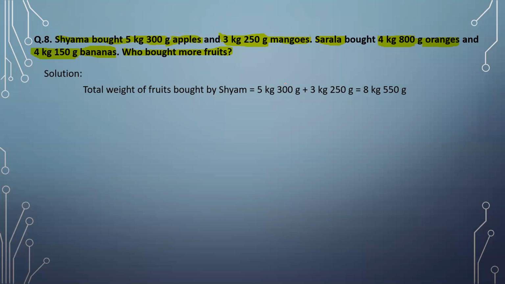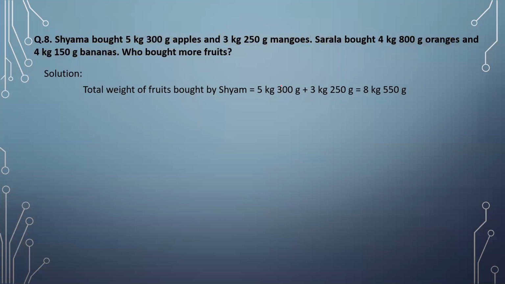The unit should be the same. You have to add only those values which have the same unit. So here 300 gram and 250 gram are in the same unit. You can see here gram and gram, so they are the same. Then the second pair is kilogram and kilogram. So you have to add the gram values first and then the kilogram values.